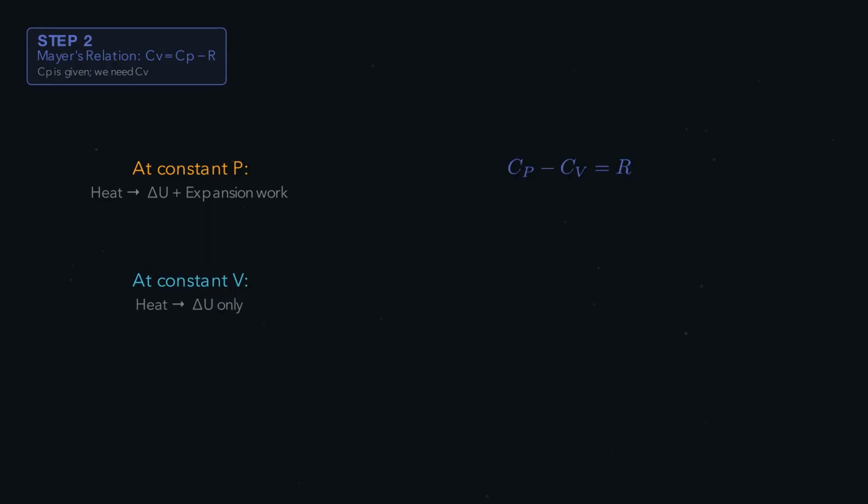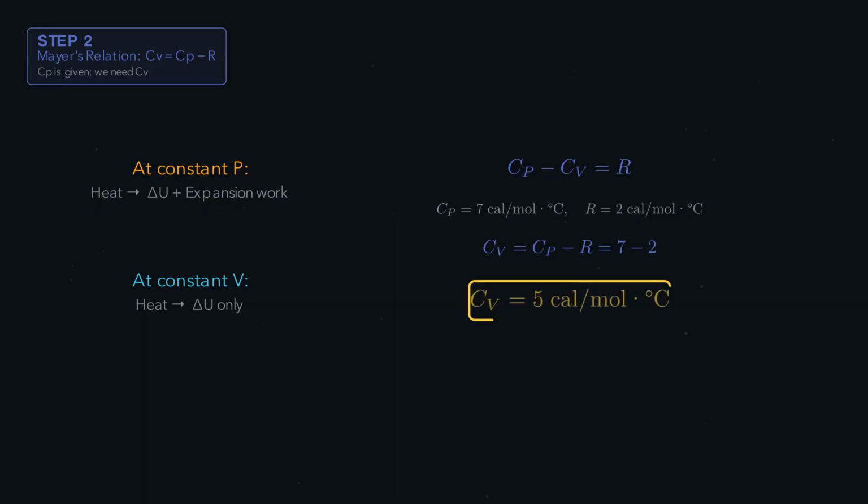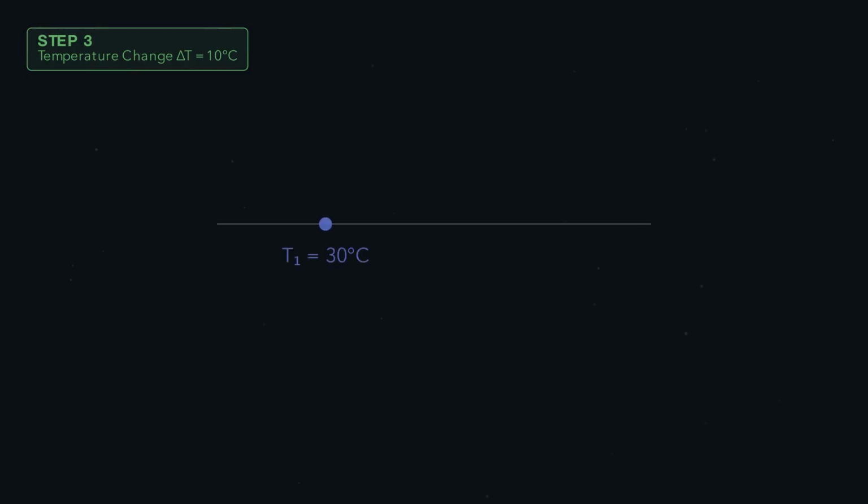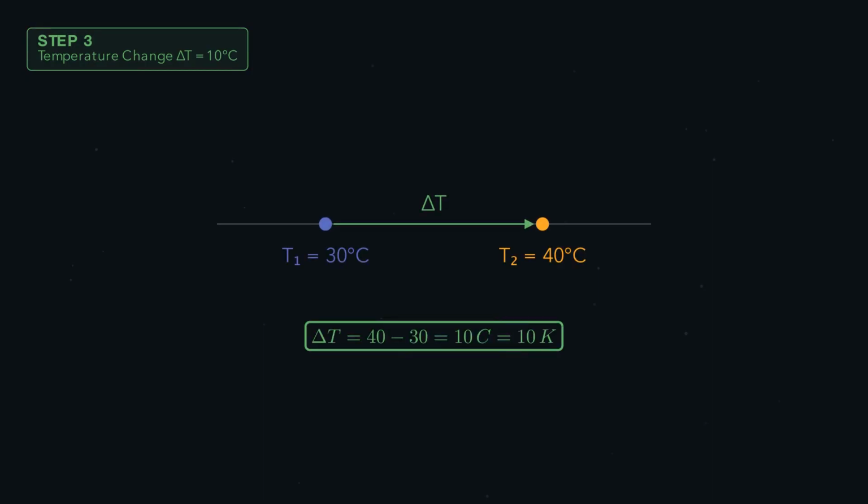Step 2. We apply Mayer's relation. For any ideal gas, Cp minus Cv equals R. This works because at constant pressure, some heat goes into expansion work. That extra piece is exactly R per mole per degree. So Cv equals Cp minus R, which is 7 minus 2, giving us 5 calories per mole per degree.